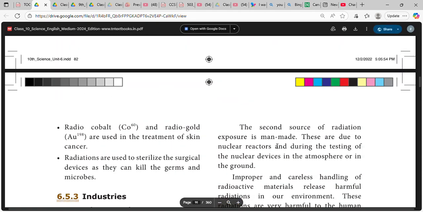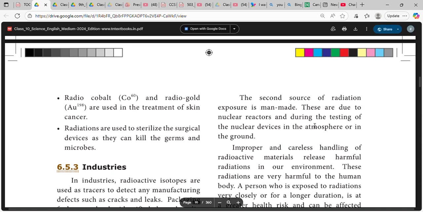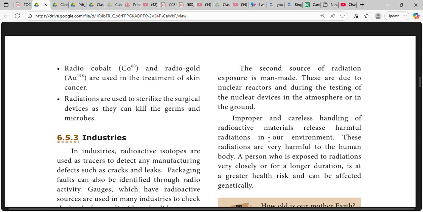The second source of radiation exposure is man-made. These are due to nuclear reactors and the testing of nuclear devices in the atmosphere or in the ground. Improper and careless handling of radioactive materials releases harmful radiations into our environment. These radiations are very harmful to the human body.